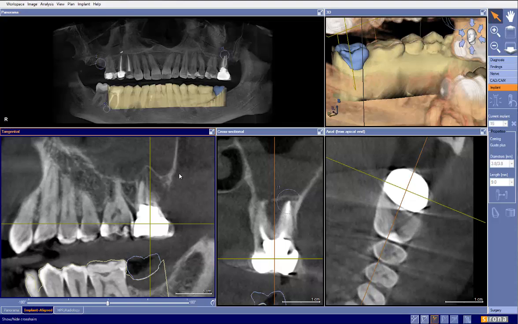Okay, let's continue with this case again. Now we're going to evaluate site number 15 for immediate placement. A plan has already been included for me. I went ahead and used the hide implant tool right here on the bottom right hand side to hide the implant. And what I'd like to do is briefly walk through my decision-making process for whether or not this is a good site for immediate placement.